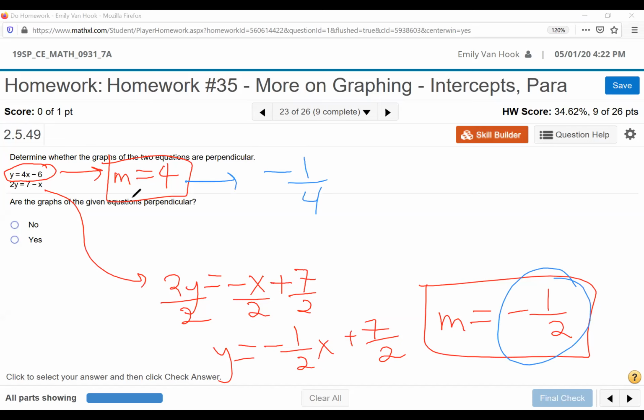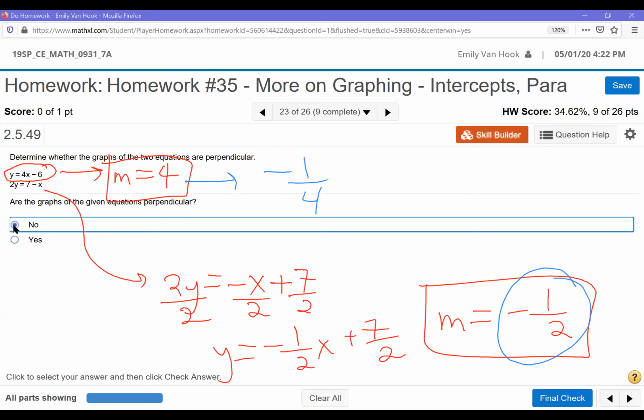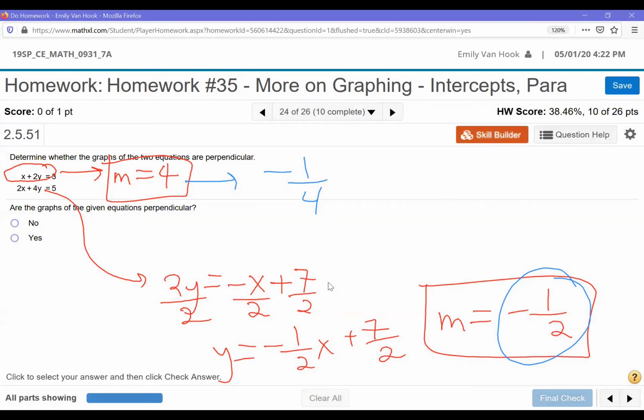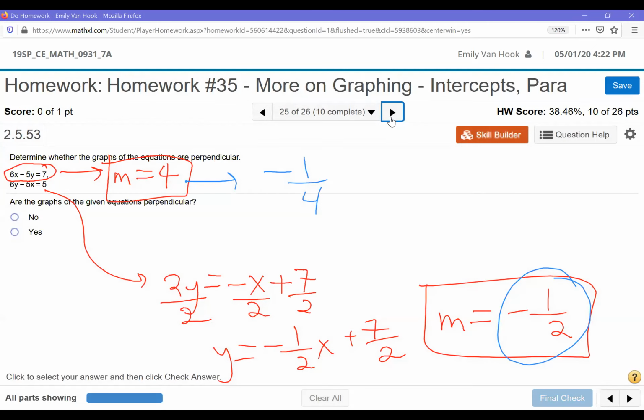So are the graphs perpendicular? No. This would be a neither situation. They're not parallel or perpendicular. There's nothing special about 4 and negative 1/2. They're not the same, but they're also not opposite reciprocals. All right. Good. And then I think the remaining questions have to do with just some more work solving for y and comparing those slopes. Okay, let's end on this last one.